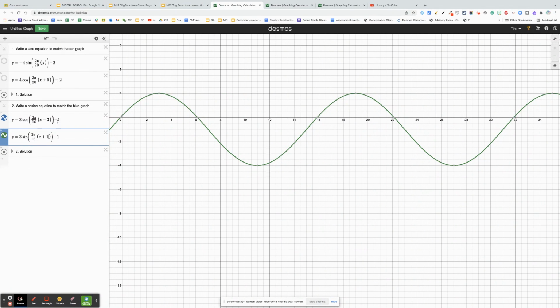So again, I just shifted it back a quarter of the period, and that's how cosine and sine are related. It's just a quarter shift of the period in one direction. So I hope that helped you.